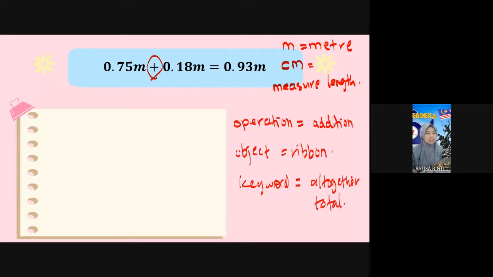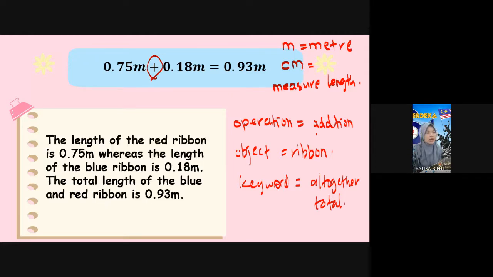Okay. So for example the story that we can create based on this number sentence, for example, I have 0.75 meter of blue ribbon and 0.18 meter of red ribbon. The total length of ribbon that I have is 0.93 meter. Okay. The length macam ni lah.